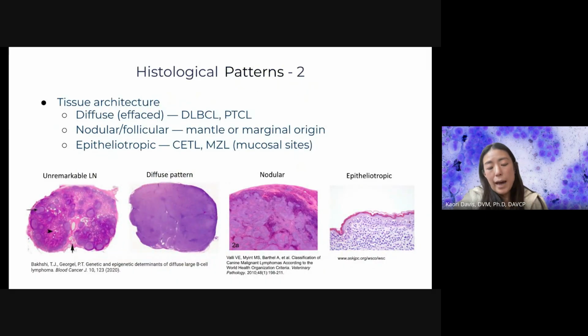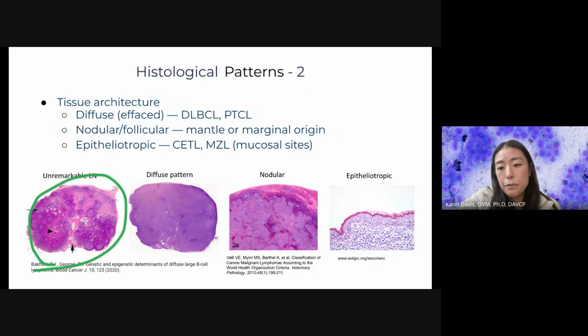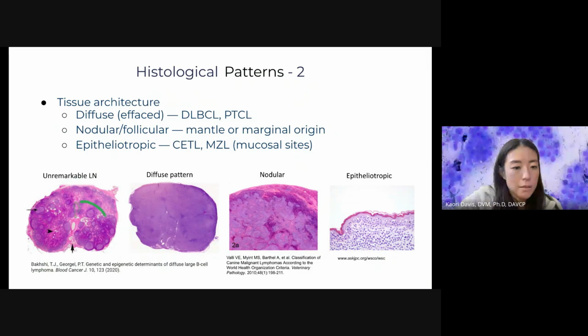We can also look at the tissue architecture of the lymphoma. Sometimes the lymphoma can show different patterns of expansion and invasion, and the tissue architecture can tell us the behavior of the lymphoma. So here on the far left, we have the normal lymph node, and we can appreciate the different compartments, the different structures. We have nice follicles here and there, the paracortex here, and then the medulla in the middle.